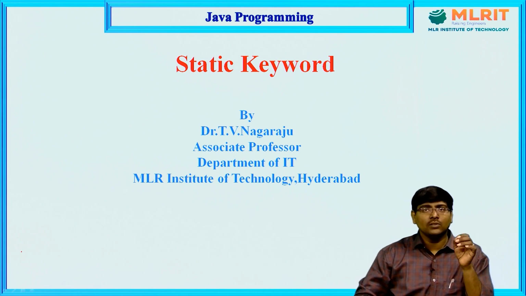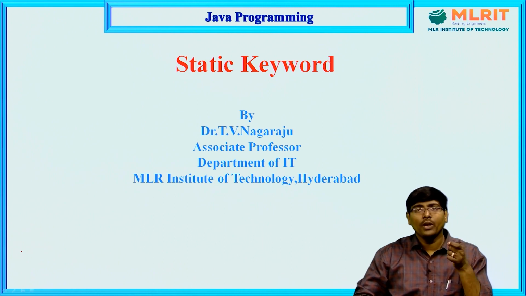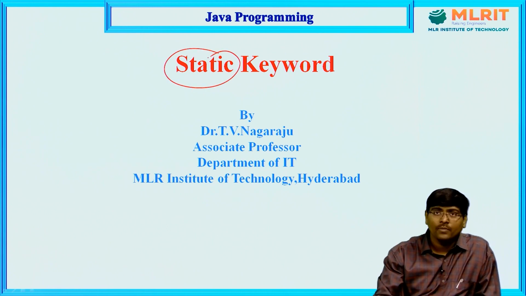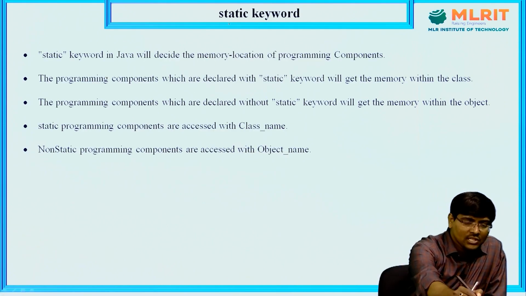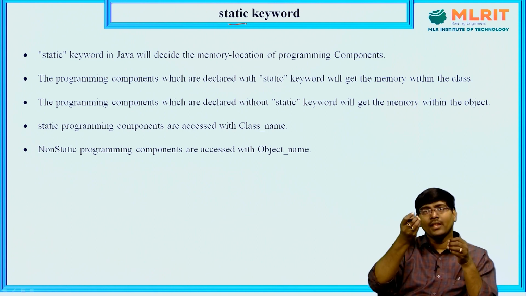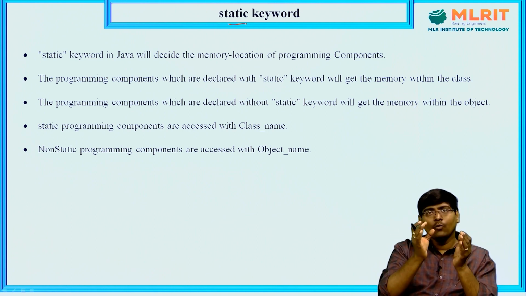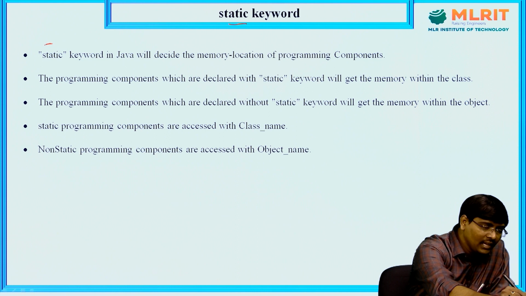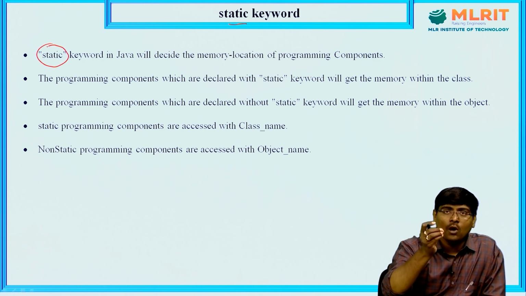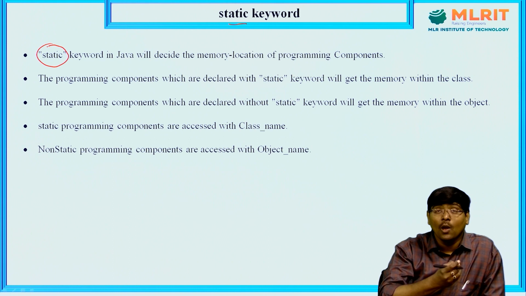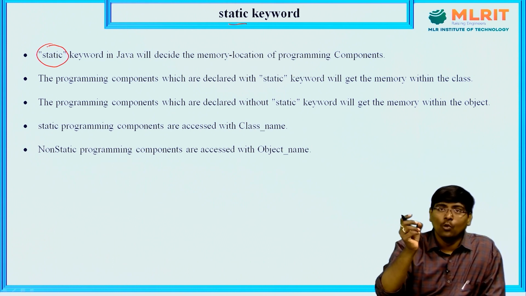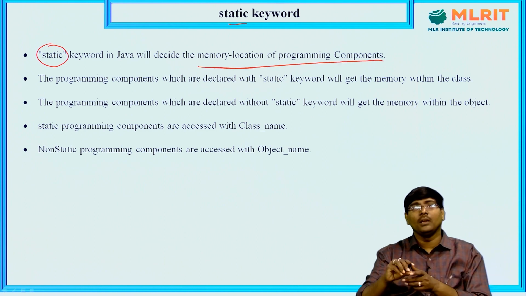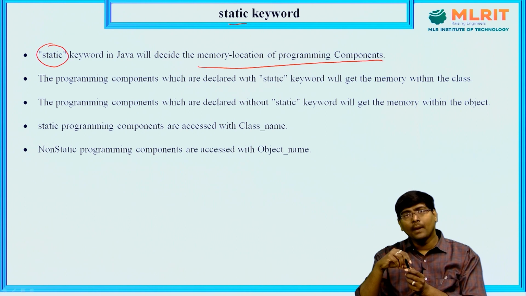So, in the series of Java programming, in this session, we are going to discuss the static keyword. First, what is the static keyword? What is the main use of static keyword? And in what scenarios are we using the static keyword? Remember, the static keyword plays a very important role in Java programming. Why? This keyword decides the memory location of the programming component. What is meant by memory location?